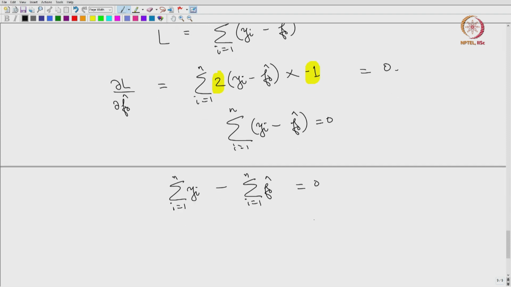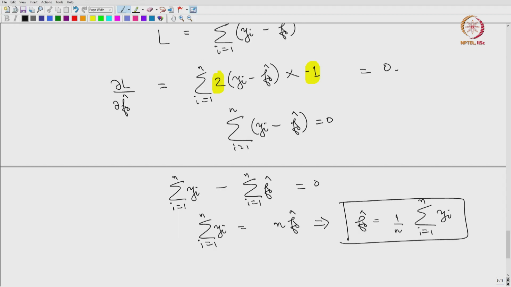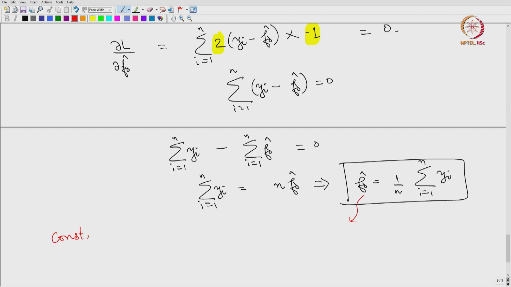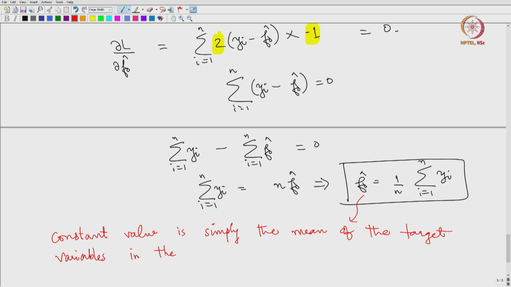But because f̂_0 is a constant, all this means is that the sum over i from 1 to n of y_i is equal to n times f̂_0, which leads to a very nice expression: f̂_0 is simply the mean of the true values in the training set. Okay, so this is a really nice expression. This means that the constant value is simply the mean of the target variables in the training set.